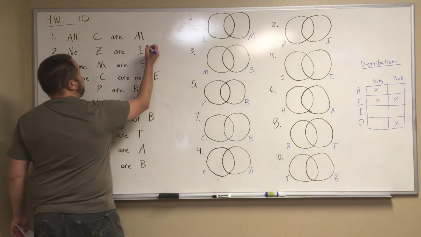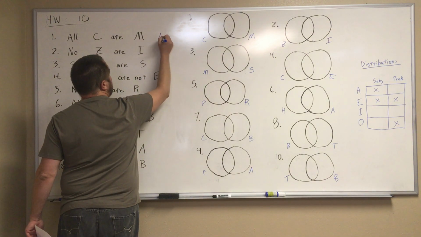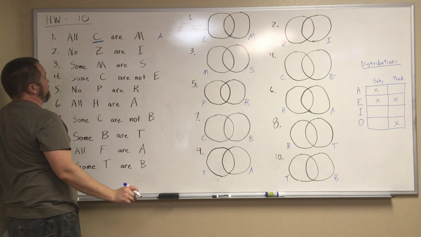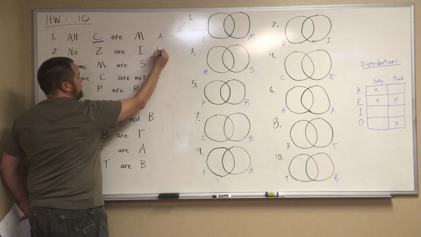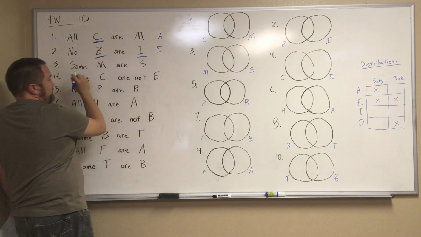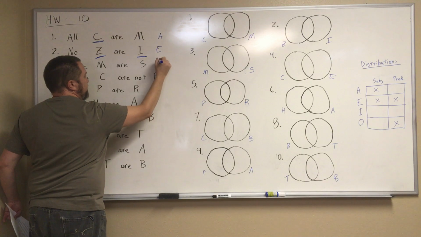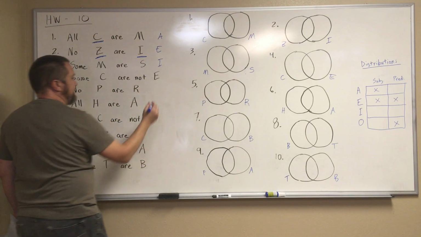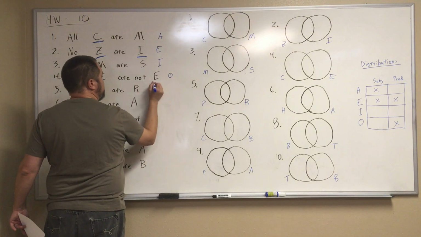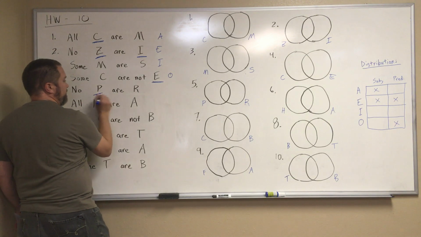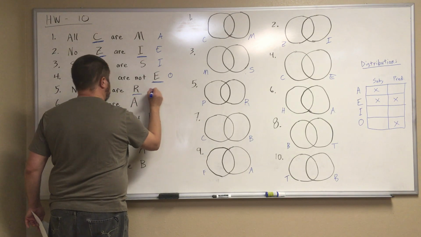So let's go through. All C are M, that's an A statement. So it's just the subject term that's distributed. No Z are I, that's an E statement. So both terms are distributed. Some M are S, that's an I statement. So nothing is distributed. Some C are not E, it's an O statement. So just the predicate is distributed. No P are I, that's both, that's an E statement.